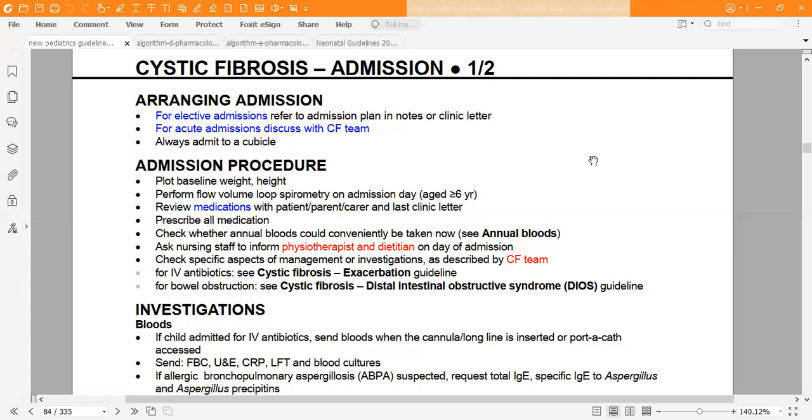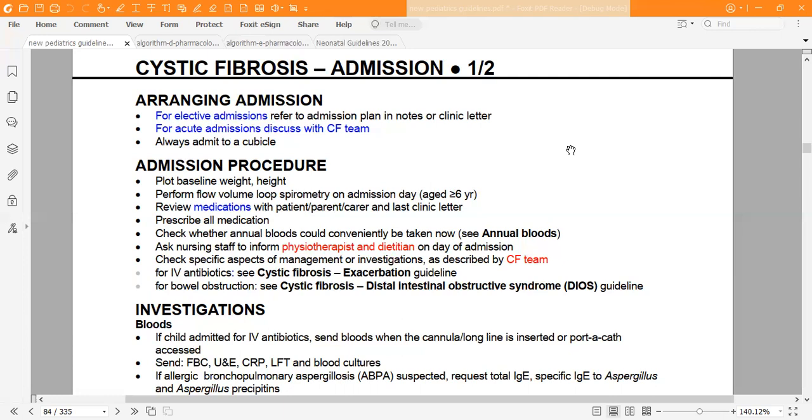Admission procedures: plot baseline weight and height. Of course, we will start with the weight and height and plot them on the growth chart. Perform flow volume loop spirometry on admission day if aged 6 years or more, because children less than this age cannot do spirometry. They cannot blow into the spirometry machine. So weight, height, and the spirometry.